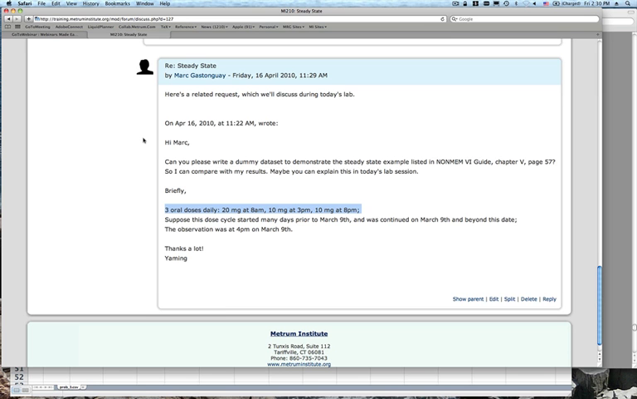Okay, so this is an odd dosing scenario, but we've got two things to think about here. We've got a system to bring up to steady state, right? This cycle started many days prior to March 9th. I'm assuming that this means up to steady state, and then was continued beyond that date. So we have to do the first record to get us up to steady state, make an observation, and then create the records going forward. So let's do that.